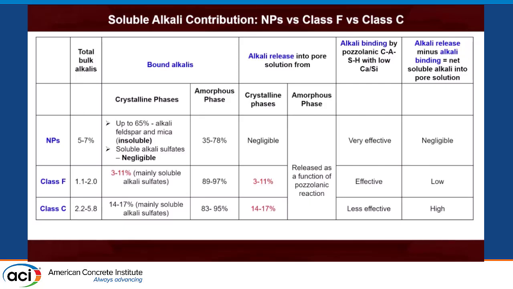Class C, you see, has soluble crystalline alkali sulfate phases. This contributes soluble alkali 14 to 17%. The alkali binding effect of class C is lower than class F. So the ultimate enhancement of the concrete pore solution by class C is high. Because this is high, you need a higher percentage of replacement. Because it is intermediate, you need an intermediate level of replacement. Because natural pozzolan doesn't modify pore solution, although bulk alkali content is extremely high, you still need a lower percentage to mitigate a highly reactive fine aggregate.